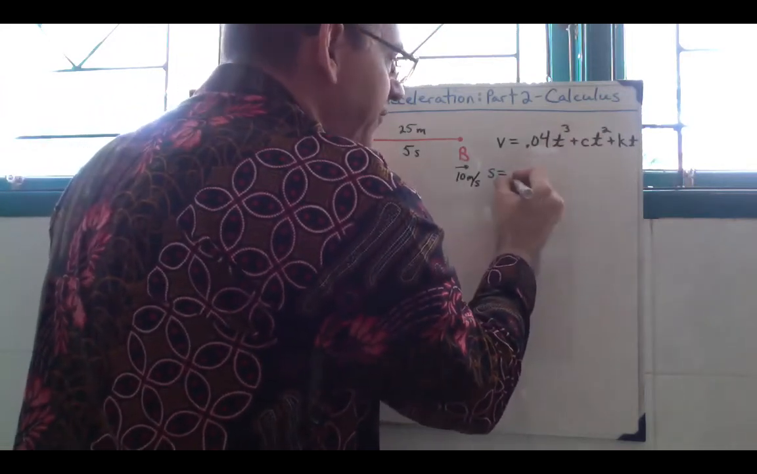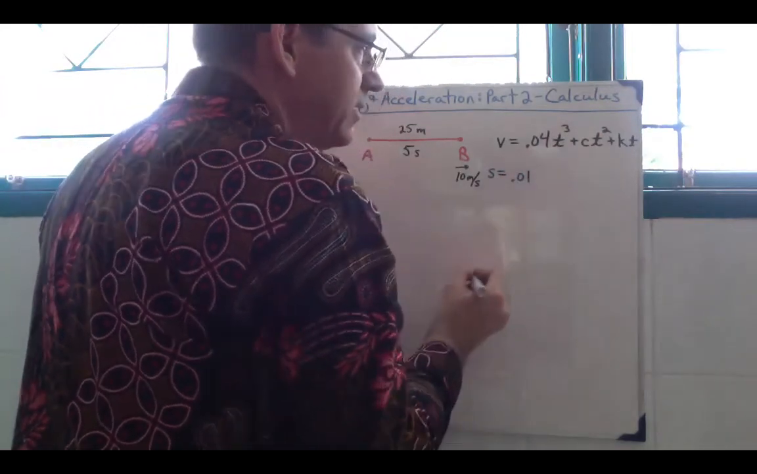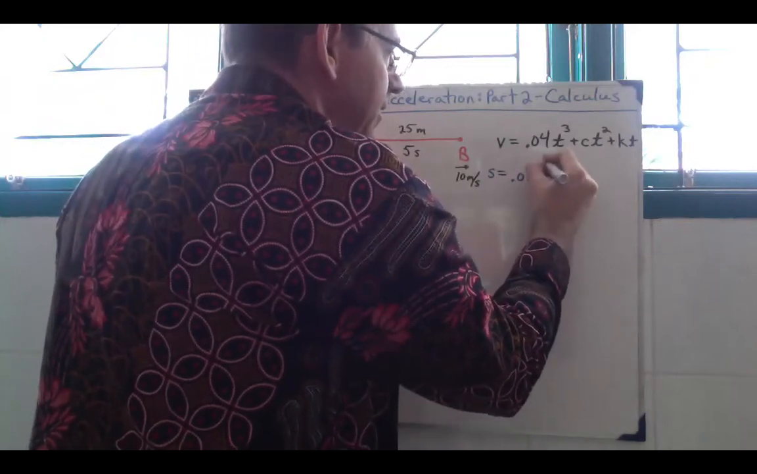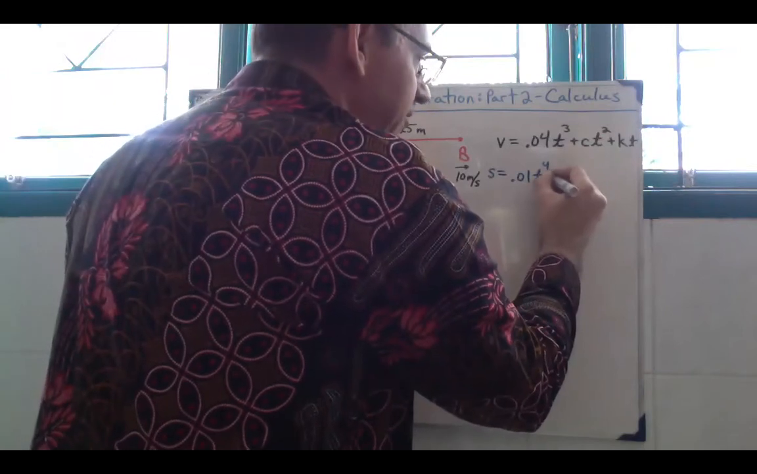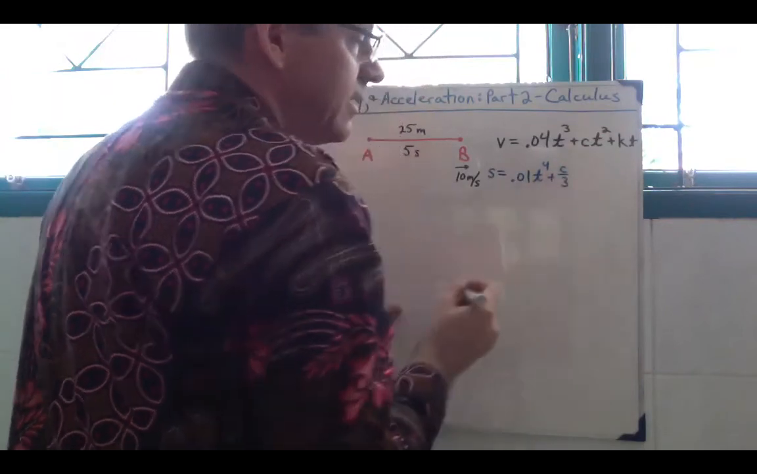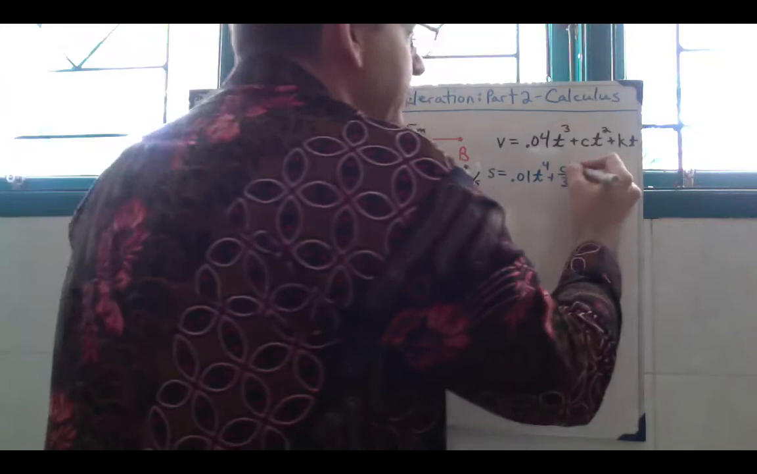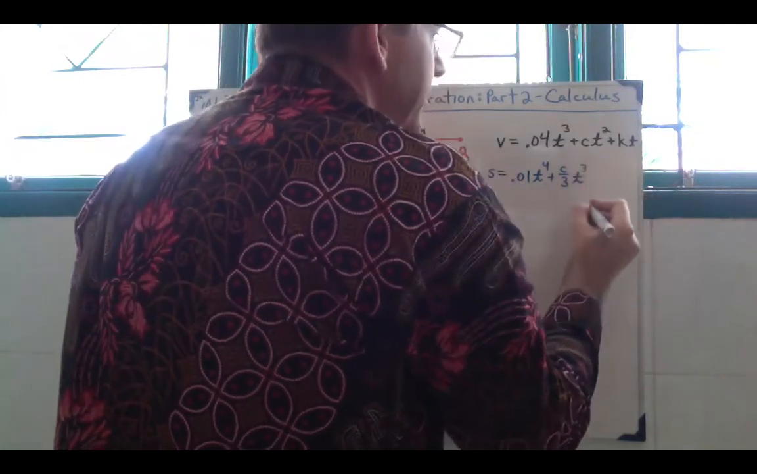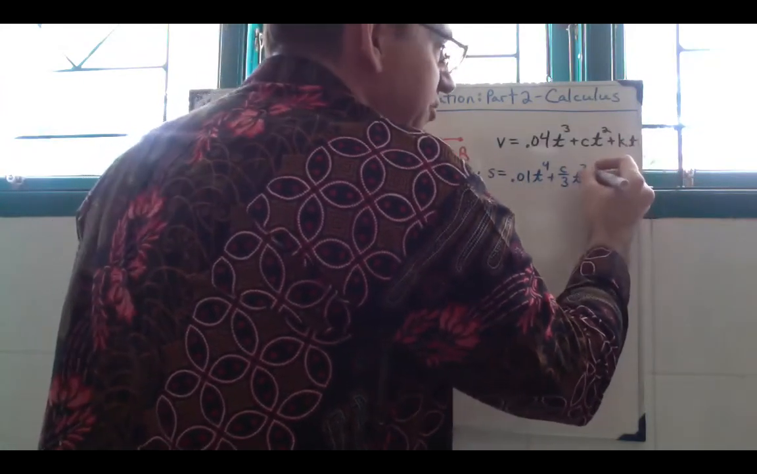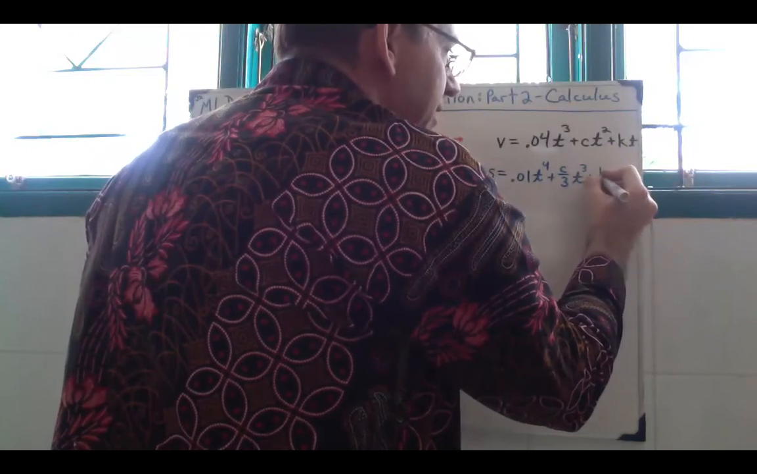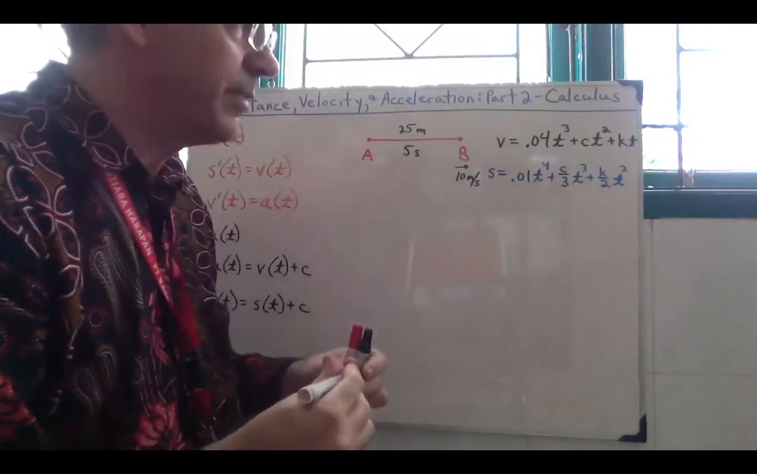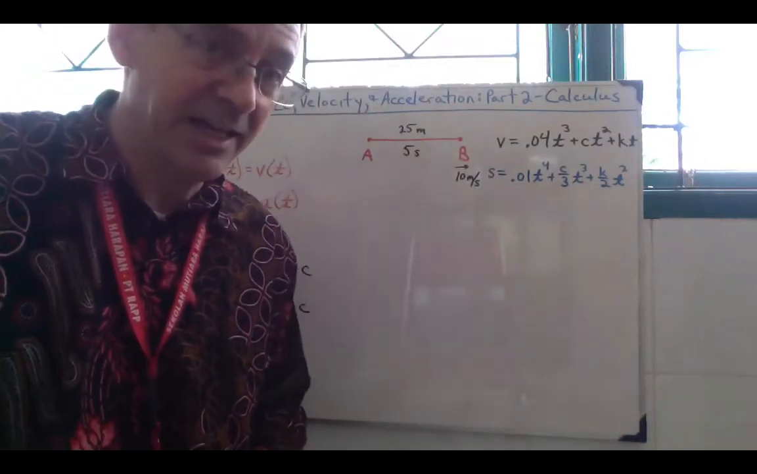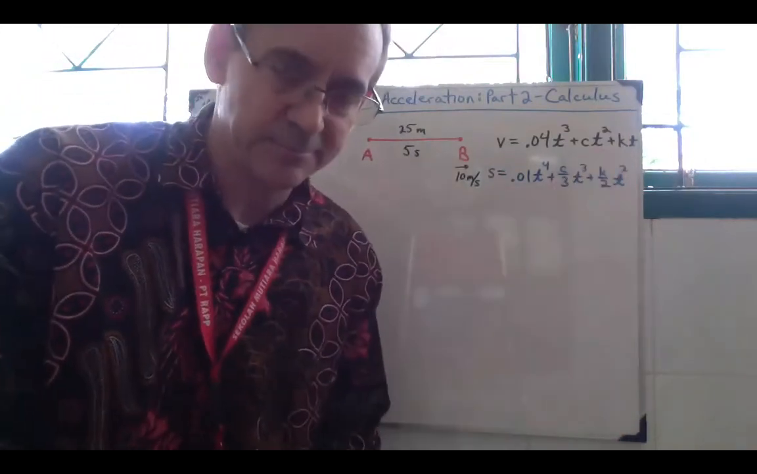When we divide by 4, we get 0.01 t to the 4th. Then we add 1 here and divide by that, so we get a third c, because we have to divide by the 3, t cubed. And when we add 1 here, we get a square, so that's k divided by 2, t squared. Now we need to think about the plus c. Is there a plus c or not?